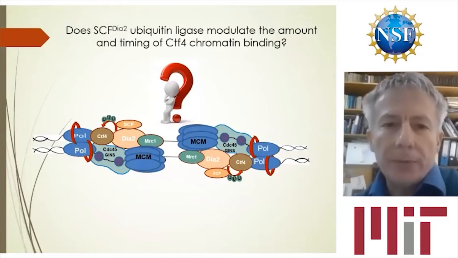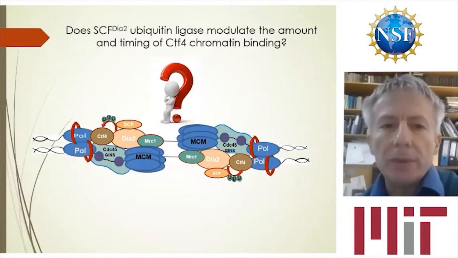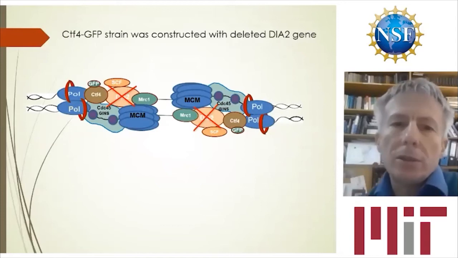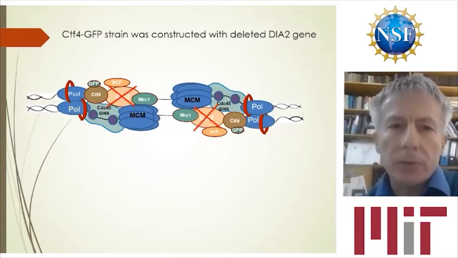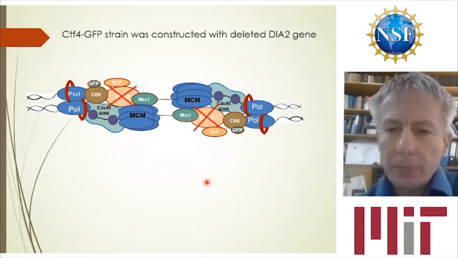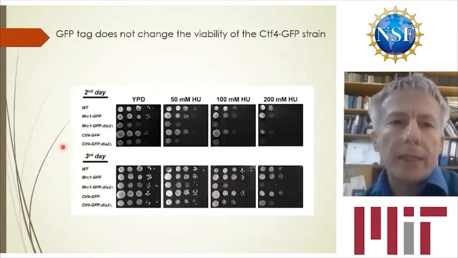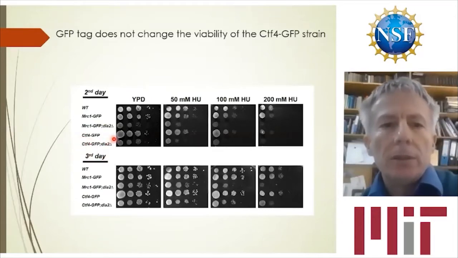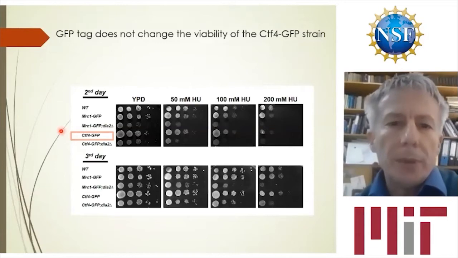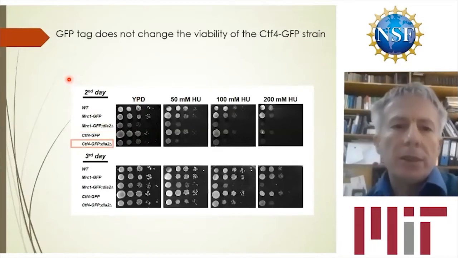However, it is still unclear if the SCF Dia2 E3-ubiquitin ligase destabilizes Ctf4 or the other proteins of the replication fork. This is our first goal to follow. To do this, we generated a budding yeast strain where Dia2 is deleted and the Ctf4 protein is tagged with GFP. And next we tested if the GFP tag changes the viability of the Ctf4-GFP strain. As you can see, the Ctf4-GFP strain is as viable as the wild type strain. And this is the same with the Dia2 deletion strain.